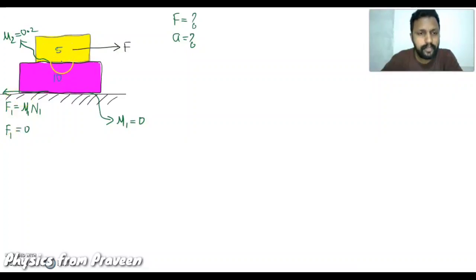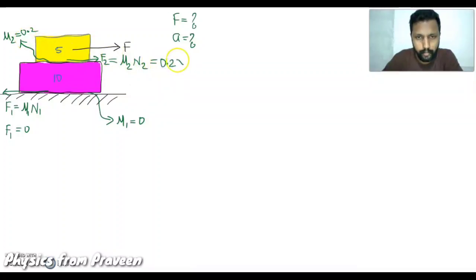Then let's find out the frictional force over here. If this block is moving in this direction, the frictional force acting over here, let me write F2. F2 is responsible for pulling the 10 kilogram mass. Therefore, F2 you could draw in this direction or in this direction, that's not a problem. Then F2 will be what? Mu2 into N2. Then let's substitute mu2. In this case, mu2 is 0.2.